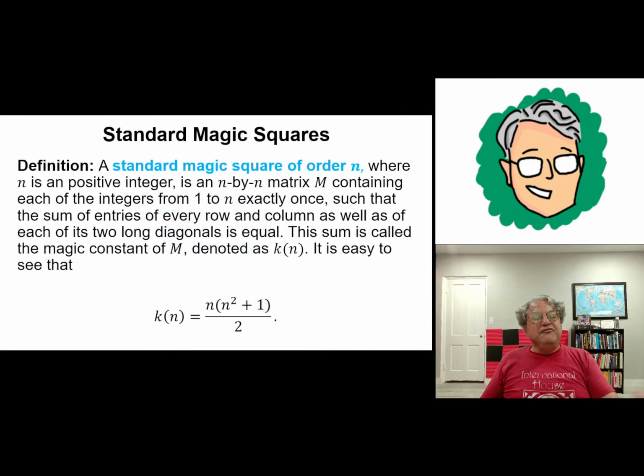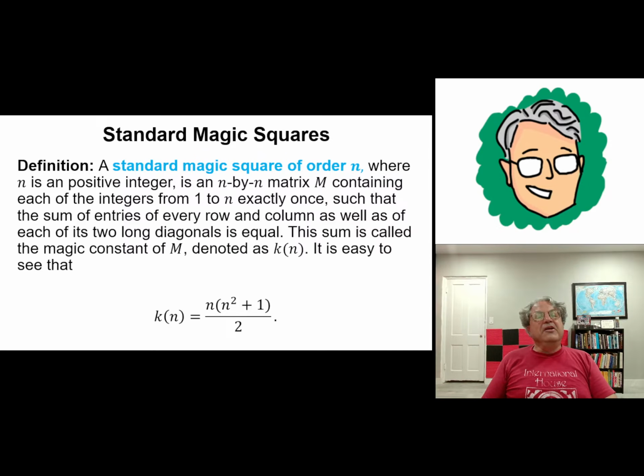So first I have to define what a standard magic square is. There are other types of magic squares that aren't standard, but when people say a magic square, they usually mean a standard magic square. A standard magic square is a square matrix, in other words a square grid of numbers, n by n. We call n the order of the magic square, and n can be any positive integer except 2. It turns out there's no 2 by 2 magic square, which is pretty easy to prove.